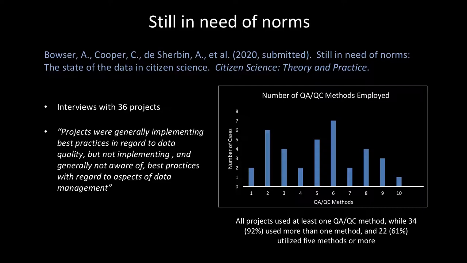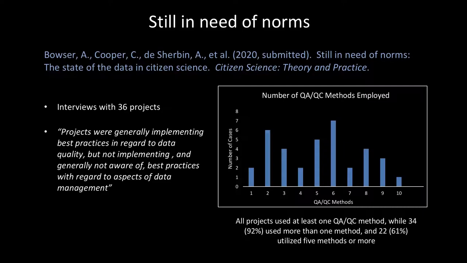By and large, we found that people were doing a great job with data quality. Every single project that we talked to used at least one QA/QC method. 34, which is 92%, used more than one method, and 22, 61% used five methods or more. Where we didn't see so many strengths was in terms of data management, including archiving, but then especially documentation. So all of this awesome work that was being done in data quality wasn't always documented in a quality assurance or quality control plan, let alone at the point of access for the data, if there was one.